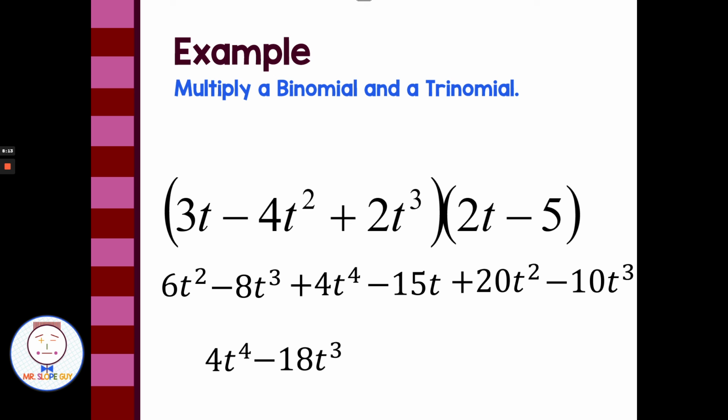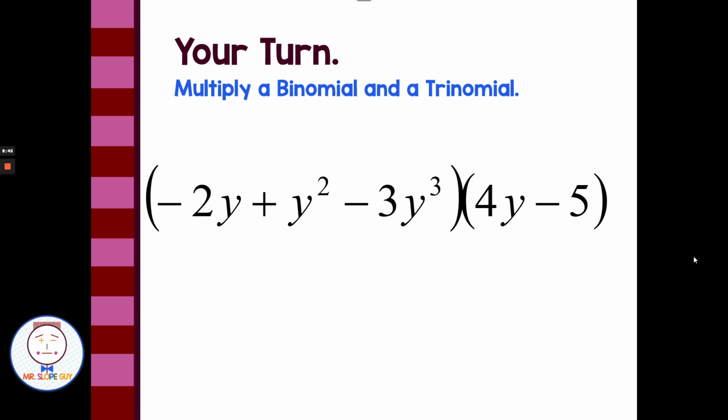Then if I look at the terms that have t squared, I have a positive 6t squared and a positive 20t squared. Those combine to be positive 26t squared. Then if I'm looking for terms that just have t, I have a negative 15t. And there's no constants to bring down in this problem. So when you multiply a binomial times the trinomial, just think of it as doing the distributive property twice. Find the binomial, take each of those terms, multiply it to each term in the trinomial, and then combine like terms. And I hope that helps you guys with multiplying polynomials.